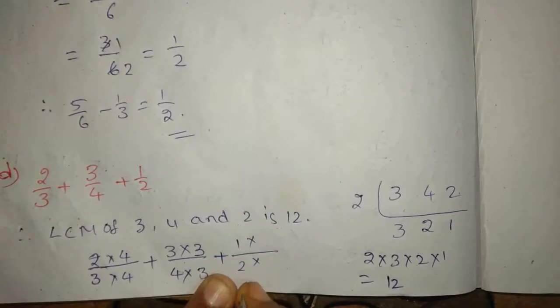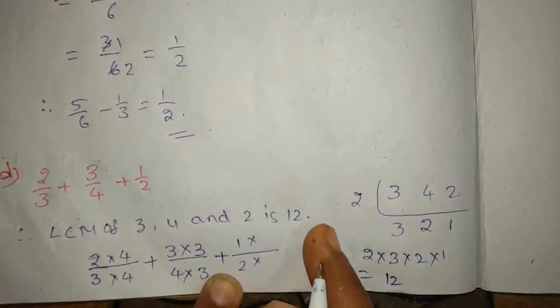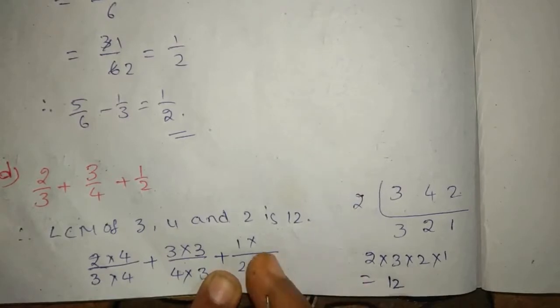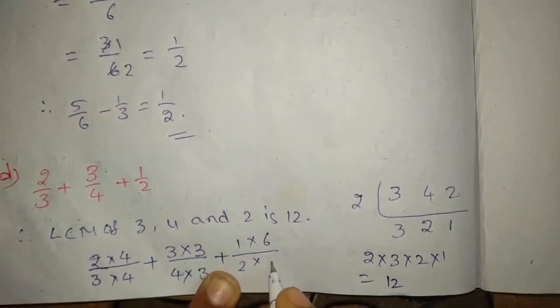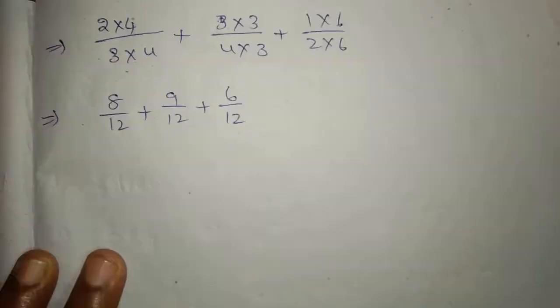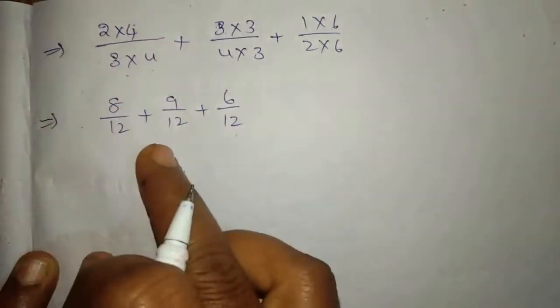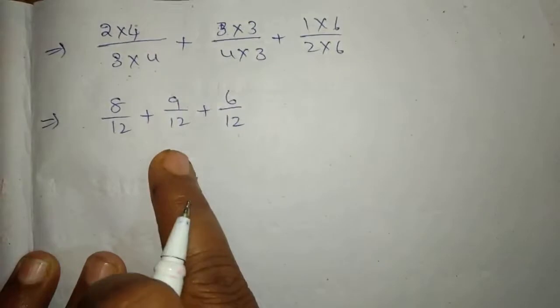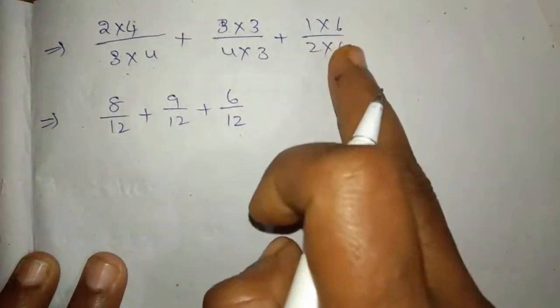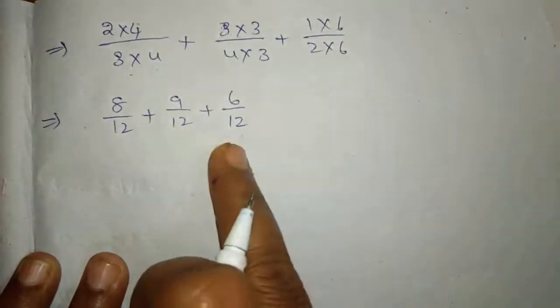Here 2 how many times makes 12? That is 6 times. 2 6s are 12. So we multiply both the numerator and denominator by 6. 1 into 6 by 2 into 6. 2 4s are 8, 3 4s are 12, 3 3s are 9, 4 3s are 12, plus 1 into 6 by 2 into 6, 2 6s are 12.